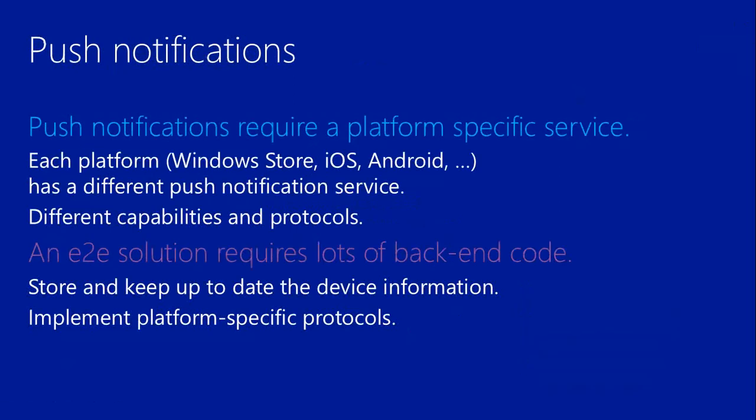Now let's see a little bit about push notification. Push notification requires platform-specific services. Each platform, whether it's Windows, iOS, Android, has its own push notification service, and each of them is of different capabilities and protocol. Like Windows Store requires WNS, Windows Phone requires WPNS, iOS requires APNS, and Android requires GCM. These are the notification services that these platforms require.